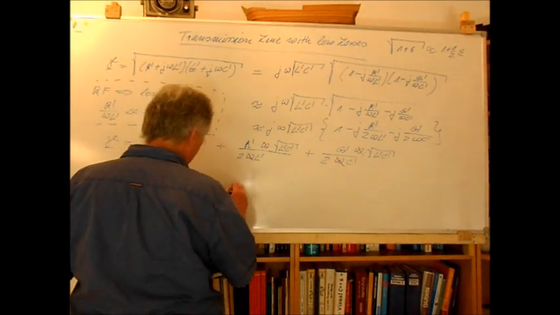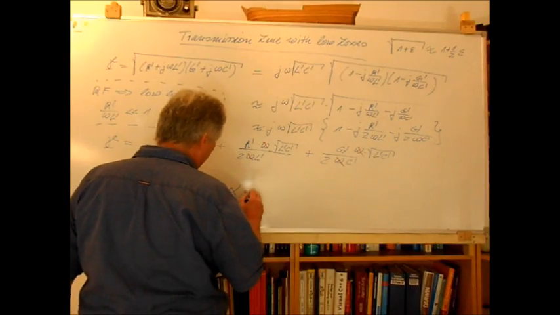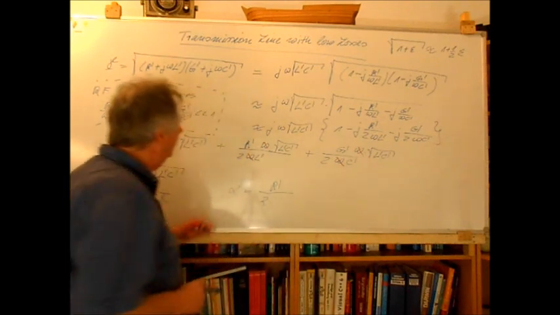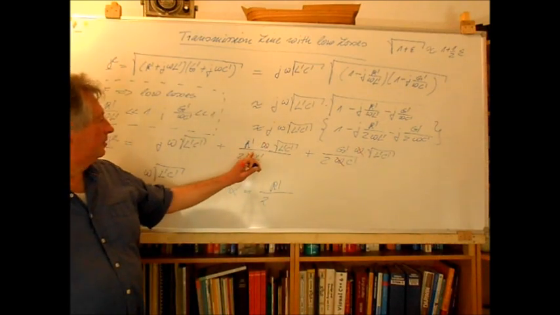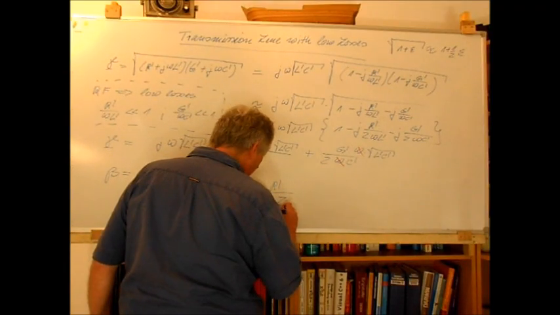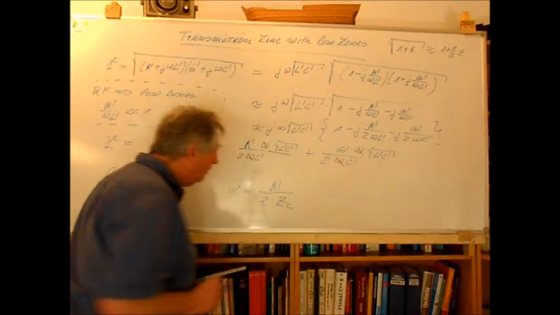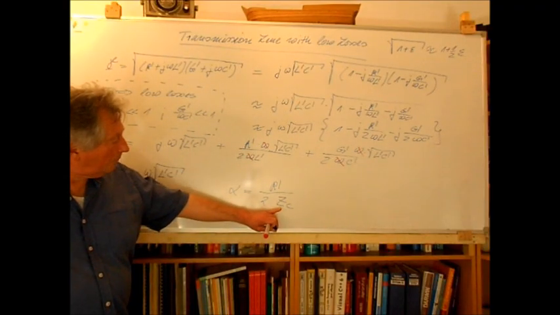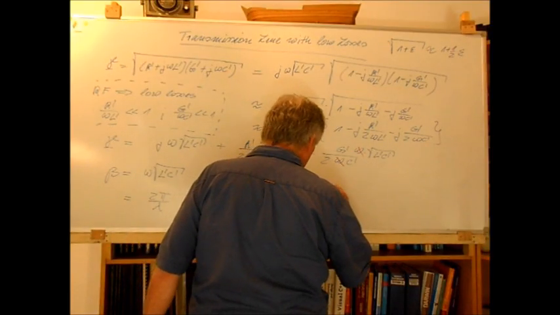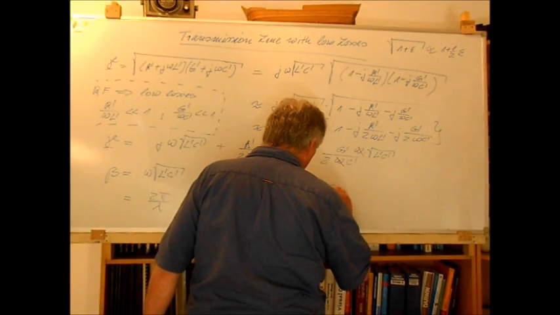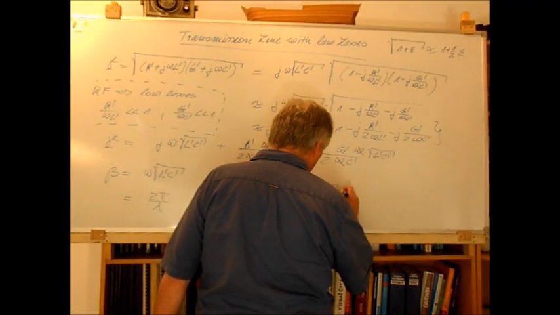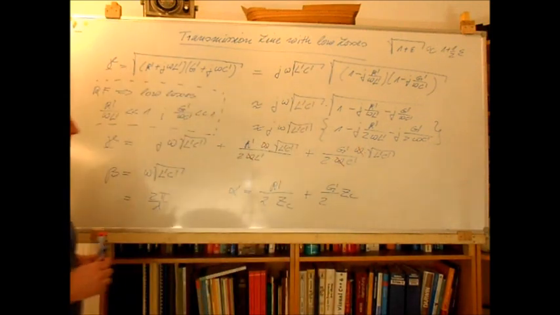And the second term will be alpha. It will be R prime over 2, and here you will see this is the square root of L prime divided by C prime, which is again our characteristic impedance Z_C of the lossless transmission line, plus G prime over 2 times again Z_C of our lossless transmission line.